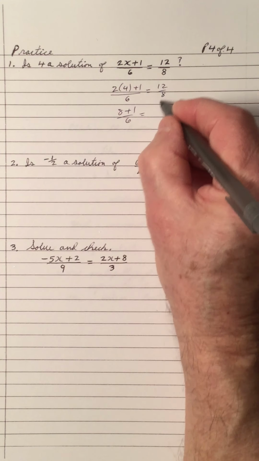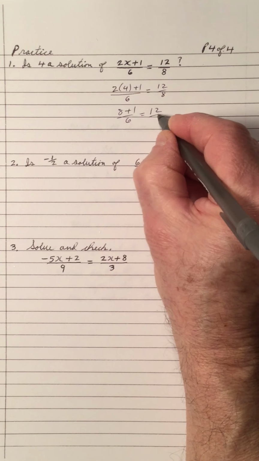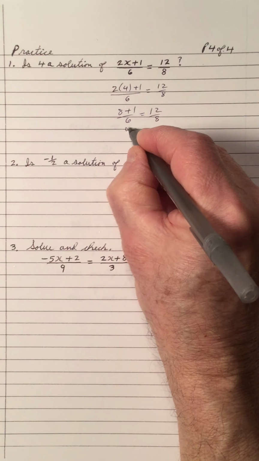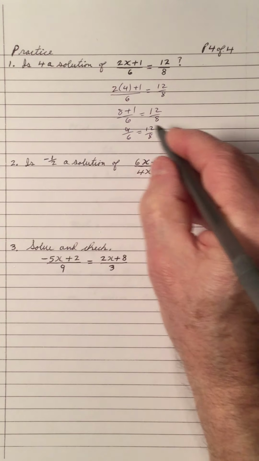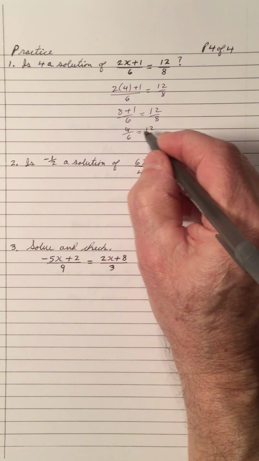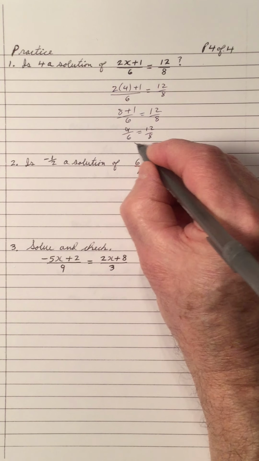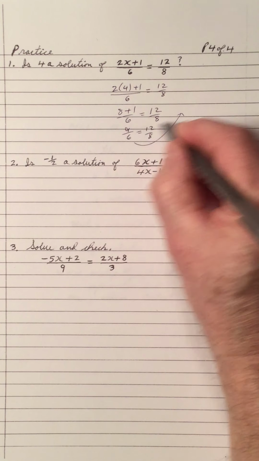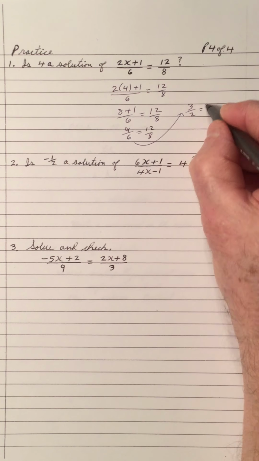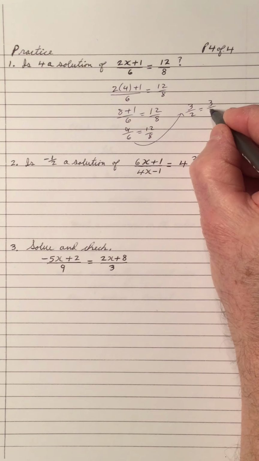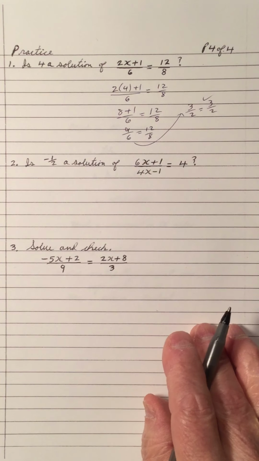Notice that 12 over 8, we can reduce it, but just leave it alone, as I was saying. We get 9 over 6 equals 12 over 8. Now, you can cross multiply or you can reduce both, your choice. 9 over 6, 3 into 9 goes 3, 3 into 6 goes 2. 4 into 12 goes 3, 4 into 8 goes 2. So both of them are the same.